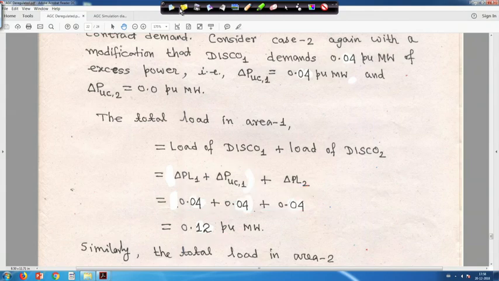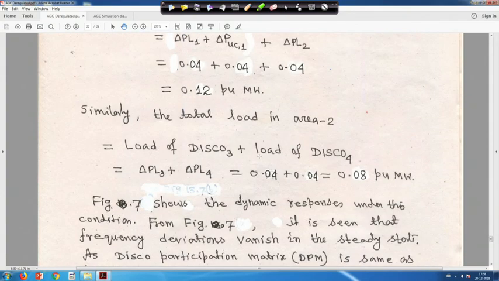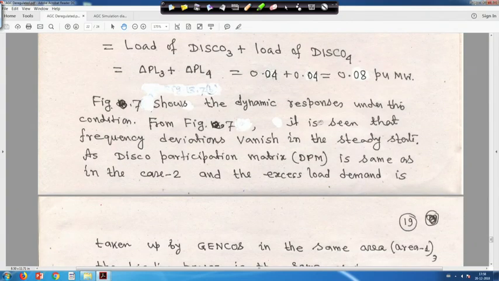Similarly, the total load in area 2 will be 0.08, because here no DISCO has any excess power demand. So, delta PL3 is 0.04, delta PL4 is 0.04. So, total is 0.08 per unit megawatt. Now, the simulation result I will come to later; figure 7 shows the dynamic responses under this condition.